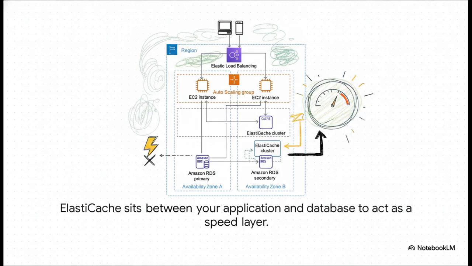When your app needs some data, it checks ElastiCache first. If the data is there, we call that a cache hit, it gets a response in microseconds. If it's not there, a cache miss, no big deal. It just goes and asks the main database like it normally would, but then it stores that answer in the cache for the next time someone asks.